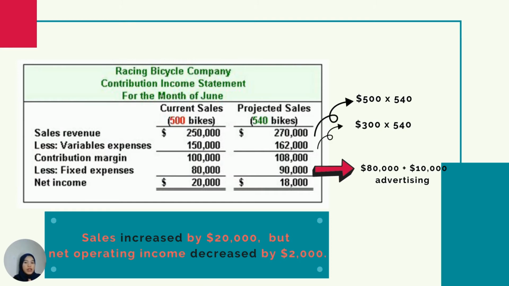We get it from 540 multiplied by 440, and less variable expense, we get $162,000, 540 multiplied by 300, and the new contribution margin is $108,000. Less fixed expense, the new fixed expense is $19,000, then the new income is $18,000. We can see here that the sale increased by $20,000, but the net operating income actually decreased by $2,000. This shows that it's not a very good choice to have the advertising and the company needs to consider it.